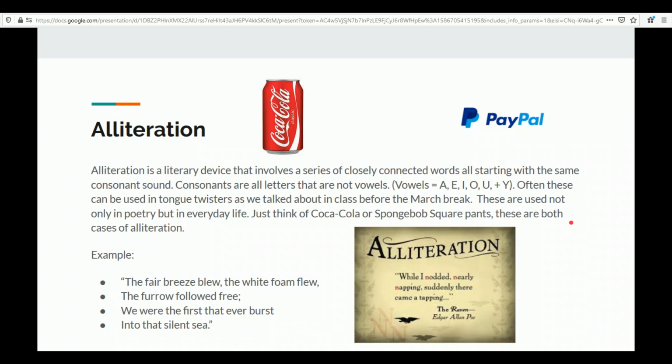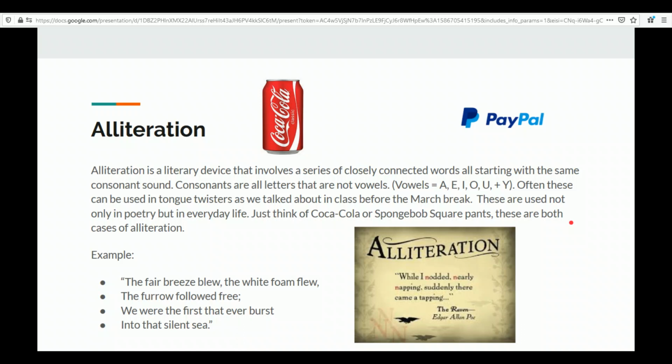Often these are used in tongue twisters, and we talked about that before the March break. They're not only used in poetry, but in everyday life, just like Coca-Cola or PayPal. You see there are two words in close connection with each other that begin with the same letter. So you have that same sound, right?